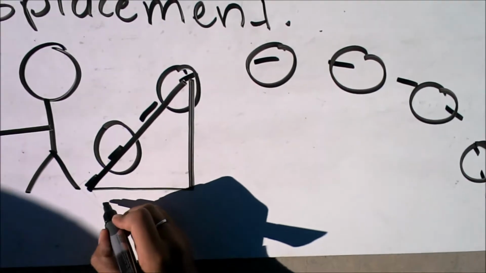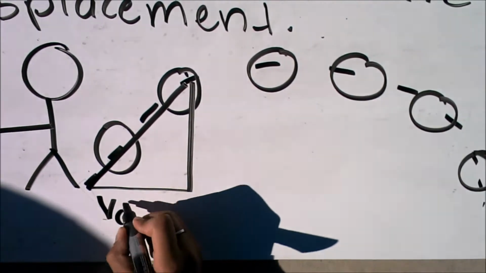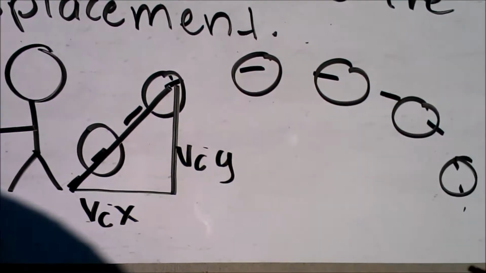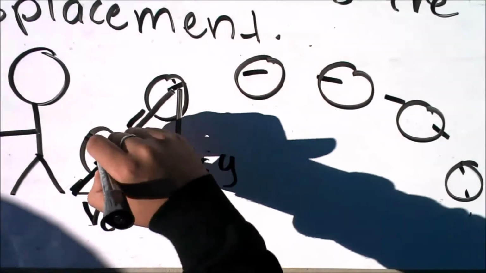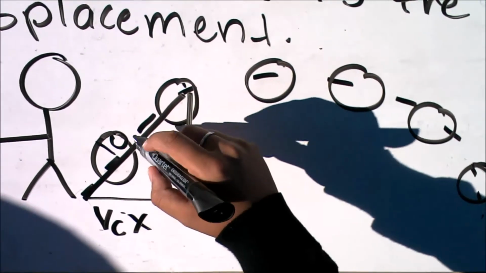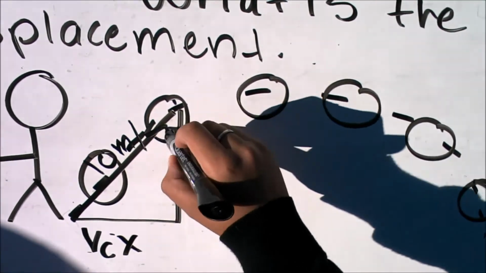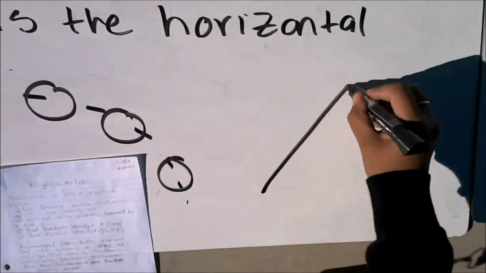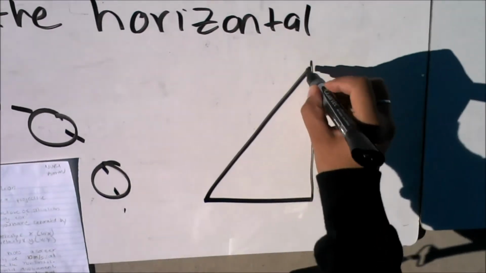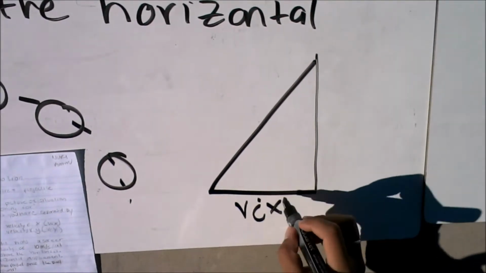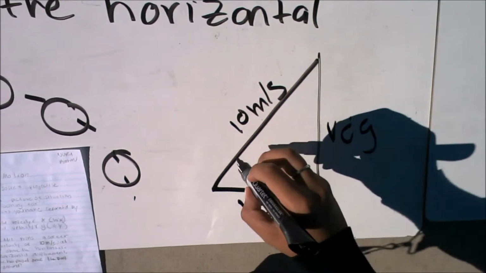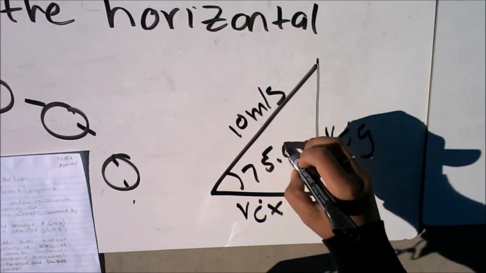What I have is the initial velocity horizontal, and this is the initial velocity vertical, and the 10 meters per second is going to go right here. To make it more explanatory, I'm just going to draw out the triangle. And the angle is 75 degrees.